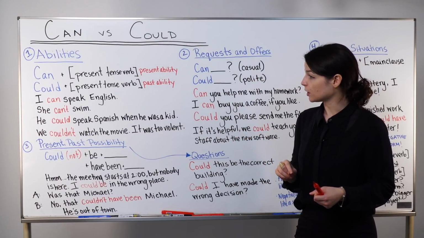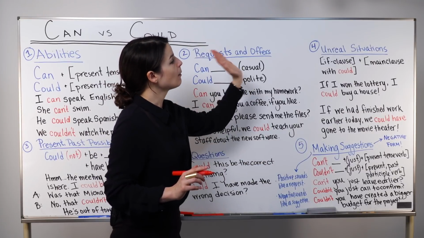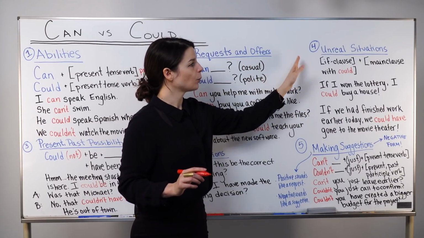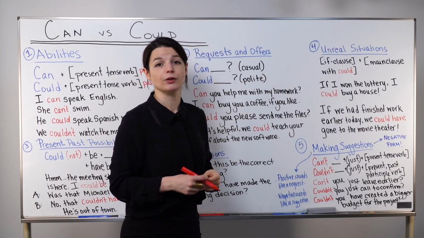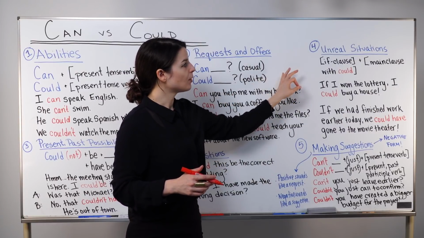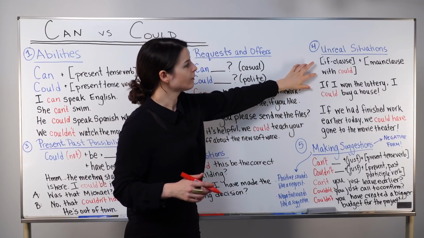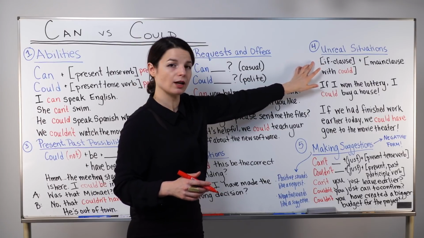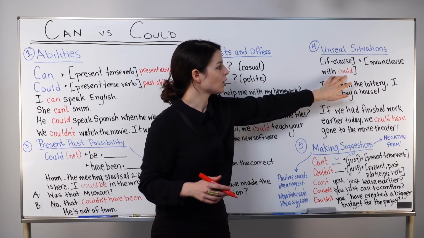Okay, let's move along then to point number 4 for this lesson. Point number 4 is about unreal situations. So when we use could with unreal situations, there are quite a few patterns that we can use. But I wanted to introduce just a couple of very simple ways that we use this. So I've made just this very simple pair of if clause and main clause. And I've got here main clause with could.